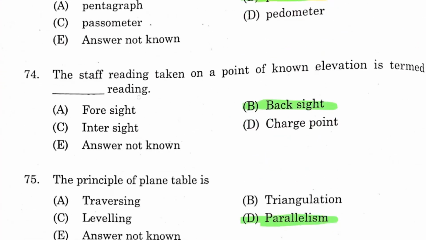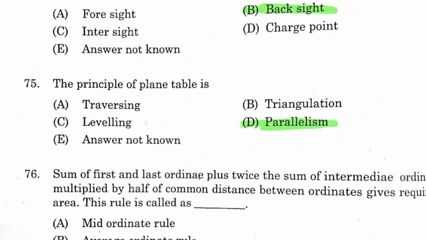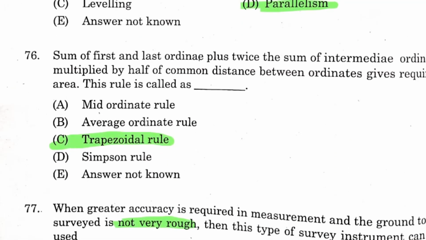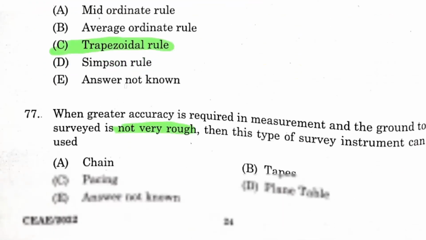Next, 74. The staff reading taken on a point of known elevation is termed backsight. Next, question number 75. The principle of the plane table is parallelism. Next question is 76. The sum of the first and last ordinate plus twice the sum of the intermediate ordinates, multiplied by half of the common distance, gives the required area. That is the trapezoidal rule, and this is the formula of the trapezoidal rule.